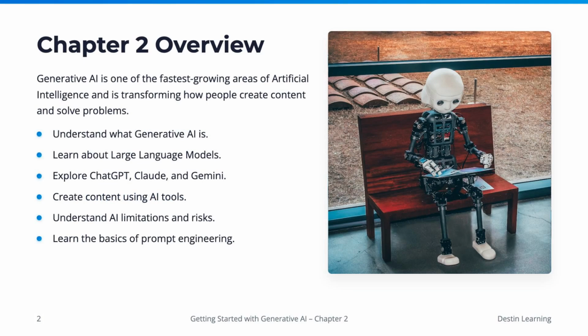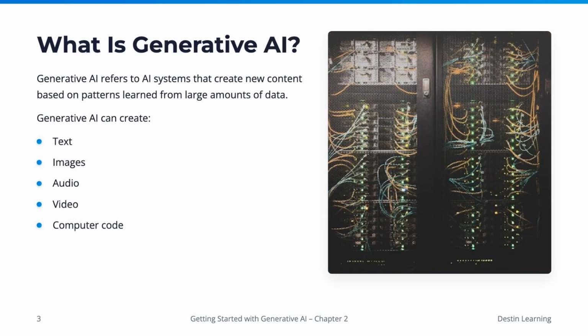Throughout this chapter, you will gain a clear understanding of what generative AI entails, delve into the workings of large language models, explore prominent AI assistants like ChatGPT, Claude, and Gemini, learn practical methods for creating content using AI tools, recognize the inherent limitations and potential risks associated with AI, and finally, master the basics of prompt engineering to achieve optimal results. This knowledge will equip you with the foundational skills to leverage generative AI in your daily tasks and projects. So, what exactly is generative AI?